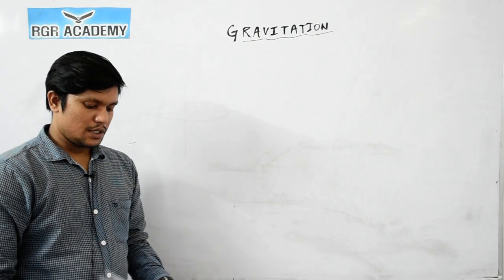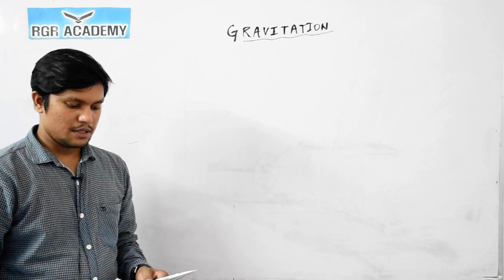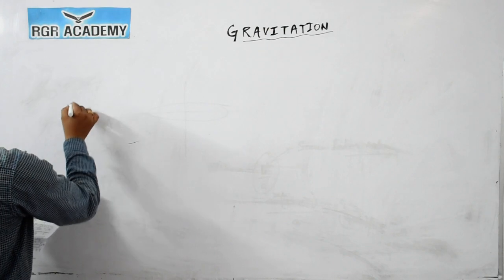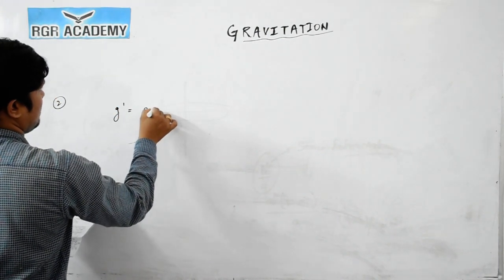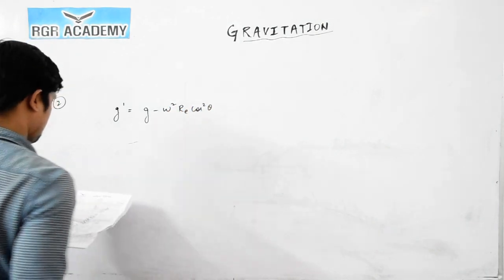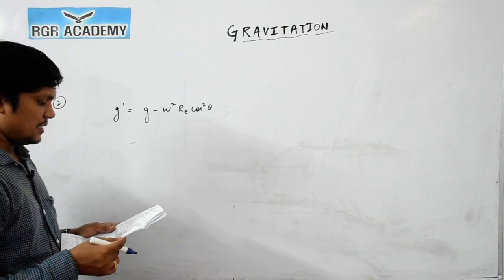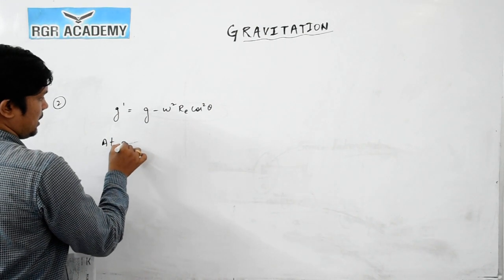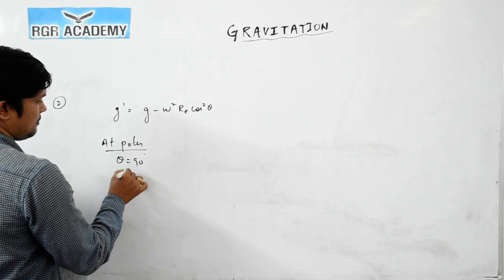Now the question number 2 is, if the earth rotates faster than its present speed, the weight of an object will. So we know that due to rotation of earth, g dash is given by g minus omega square Re cos square theta. Okay. So as omega will increase, then we can say that at poles theta is 90 degrees. So g dash will be equal to g.